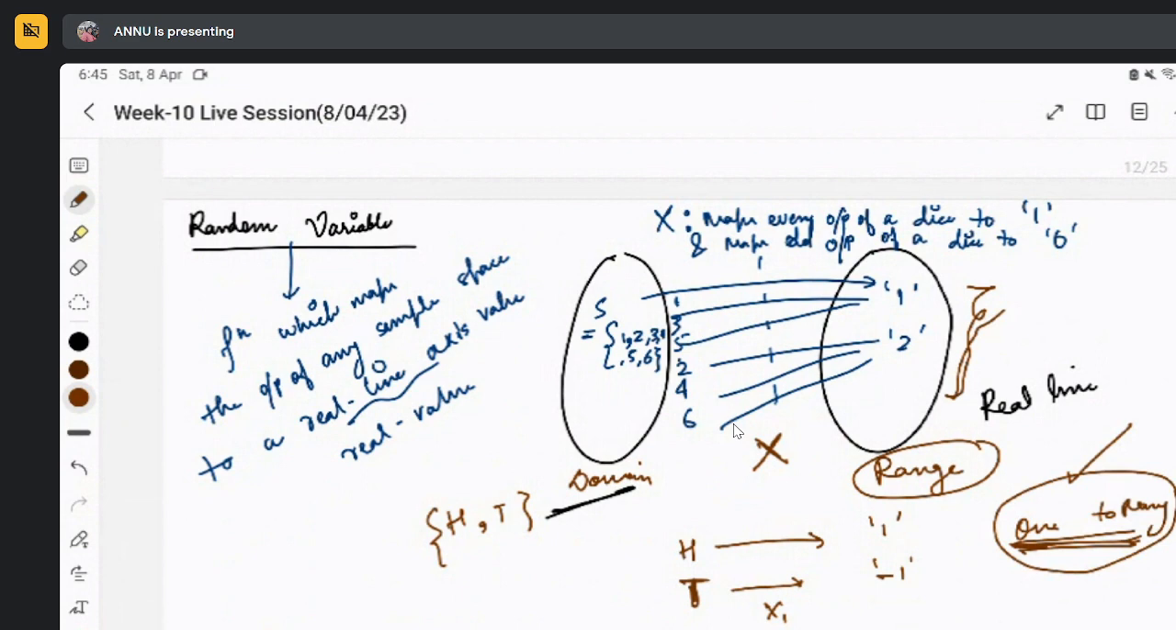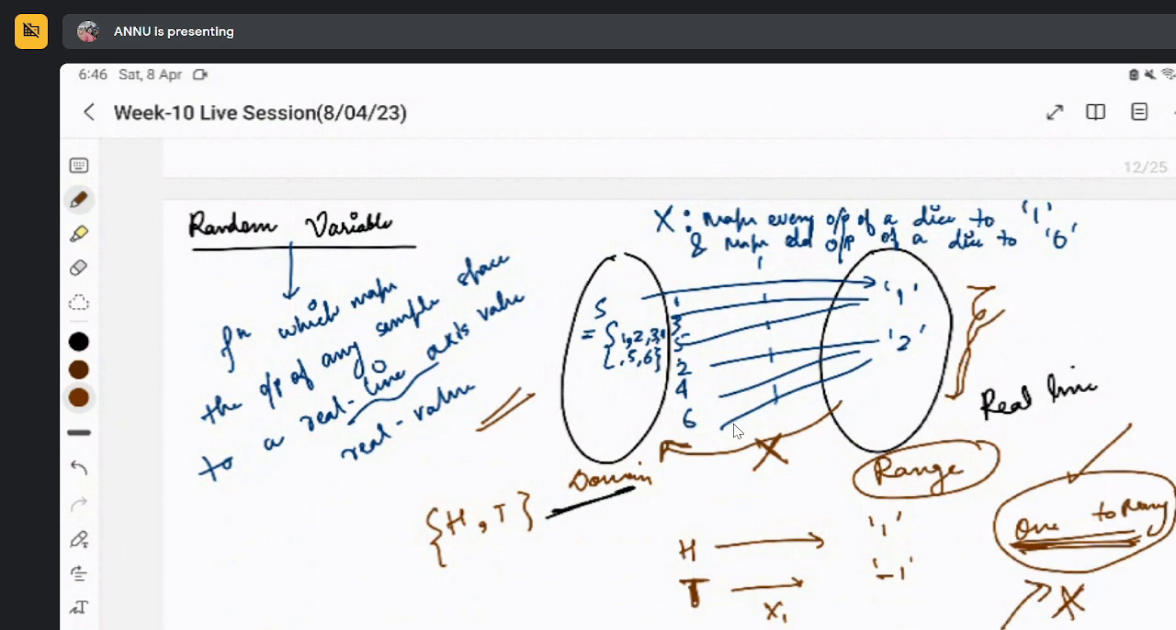Suppose one is mapped to a one and two is also mapped to a one. So two different cases will exist. Then if you have the inverse mapping now, you won't be able to get the domain. So this does not apply to a function. Whenever you have one to many, it is not applicable to a function. So this is one of the cases where we cannot call this a function.